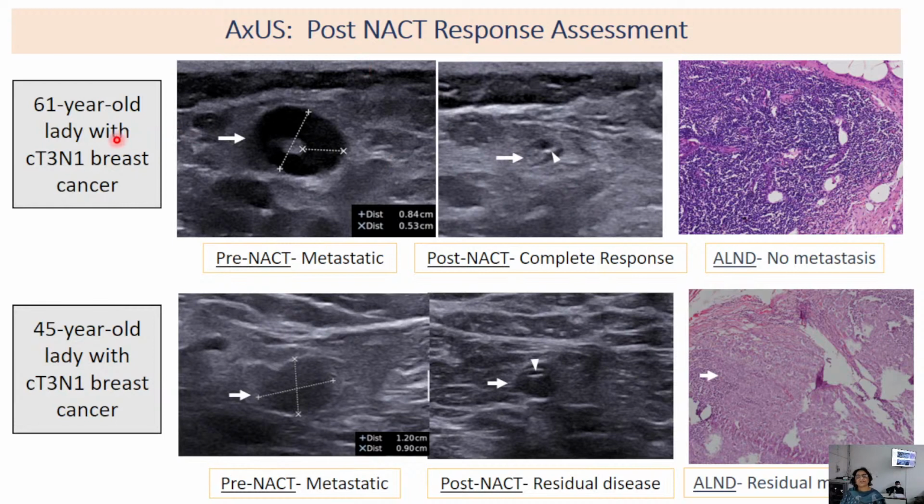This is an example of a 61-year-old female who was a complete responder. You can see the typical feature of a metastatic node with diffuse cortical thickening and loss of fatty hilum. Here, after the completion, this is the clip node. You can see the clip is in situ and showing complete response, which was confirmed on the ALND specimen. In contrast, this is a 45-year-old female who had a metastatic node, and you can see the cortical thickening is persisting and the clip node is very much in situ. This corresponds with the residual metastasis on ALND.